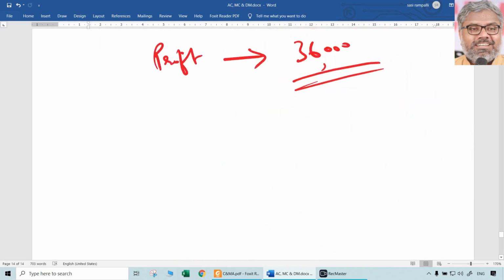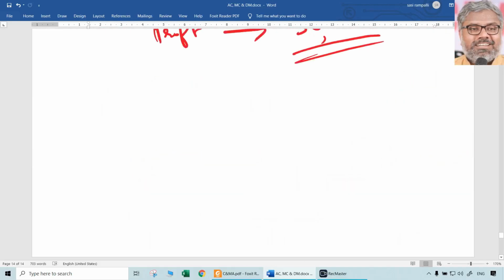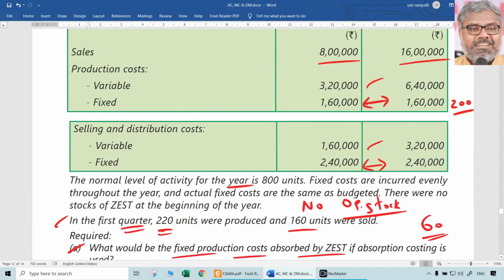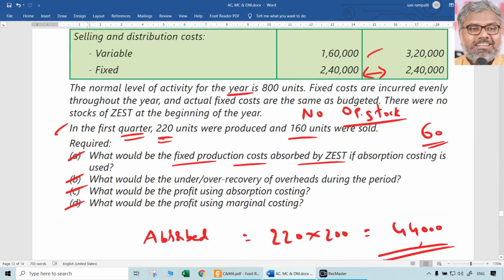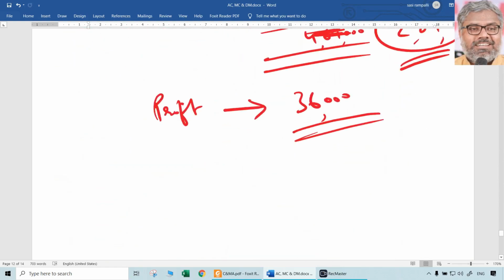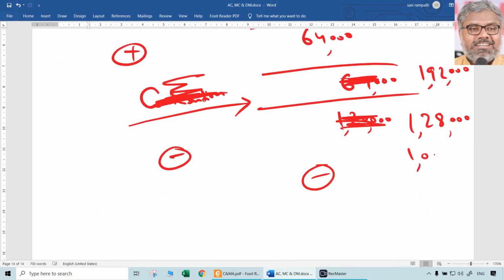How much? Both production and selling and distribution put together per quarter, that came out to be how much? Fixed 160 plus 240, 4 lakhs divided by 4. That means 1 lakh fixed cost. Correct. 1 lakh is the fixed cost per quarter. 1,20,000 is wrong.